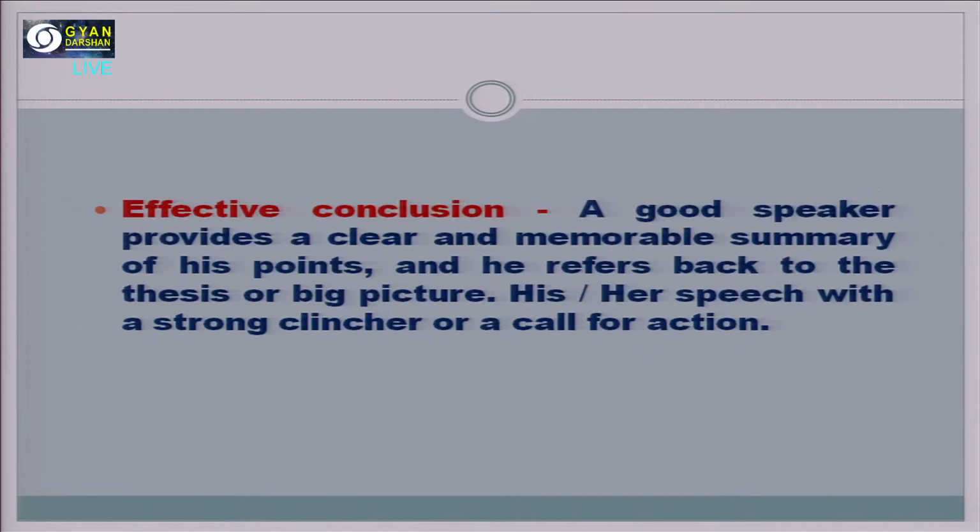And also, the public speaker should have an effective conclusion. The conclusion should be such that the speaker is able to conclude the issue that he or she is talking about, and is also able to summarize what he or she has just talked about. And the effective conclusion will also make a lasting impression on the audience. So these are the various tools of effective public speaking.